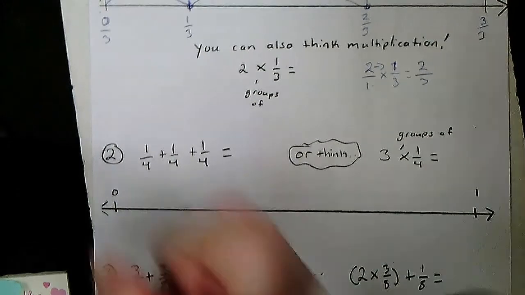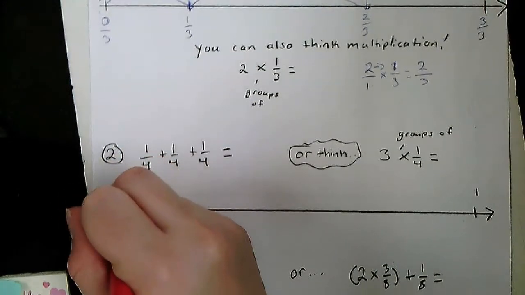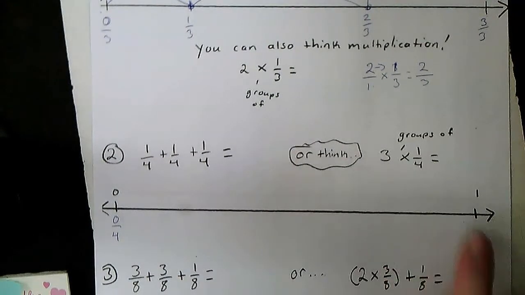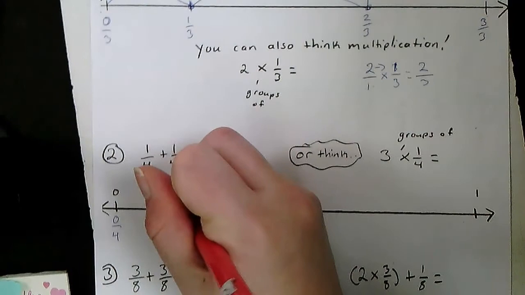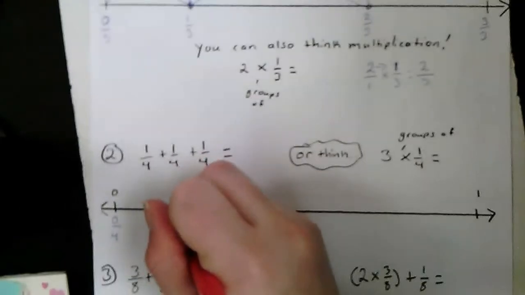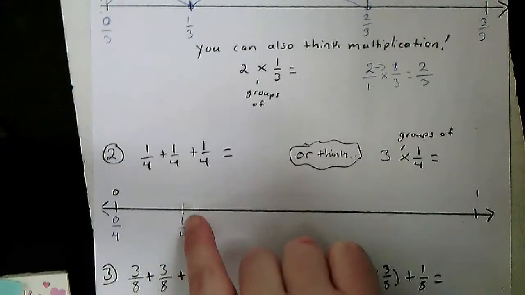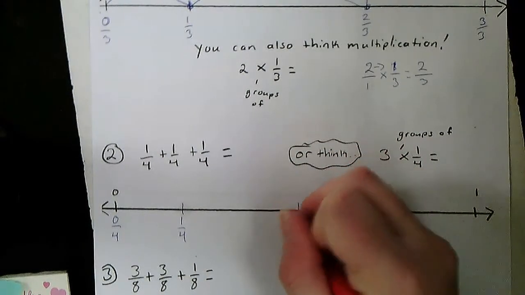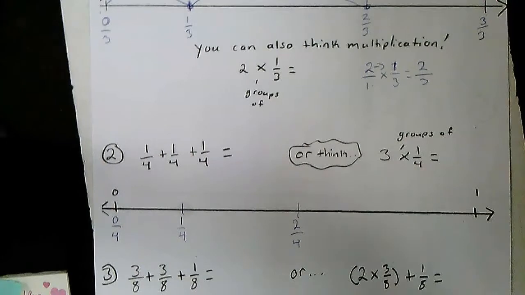So just like we did last time, I'm going to start with 0/4, and then I'm going to start skip counting by fourths from there. So I'll have 1/4, where I know that 0 plus 1 is just 1, so that's why I have 1/4. Halfway, we'll have 2/4.